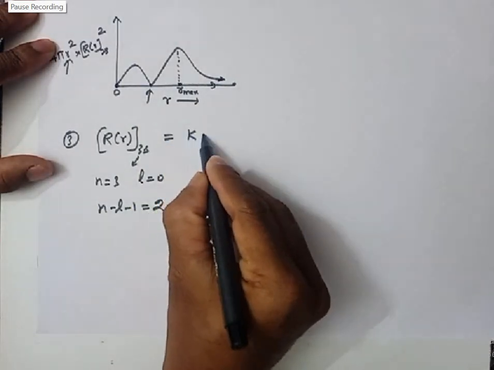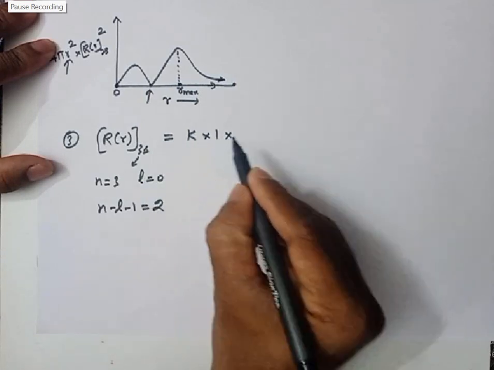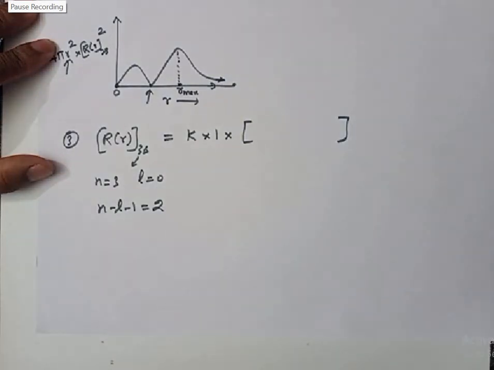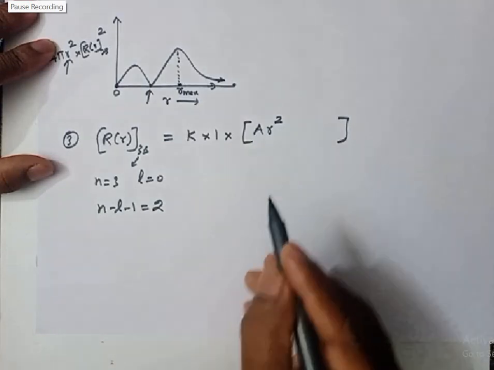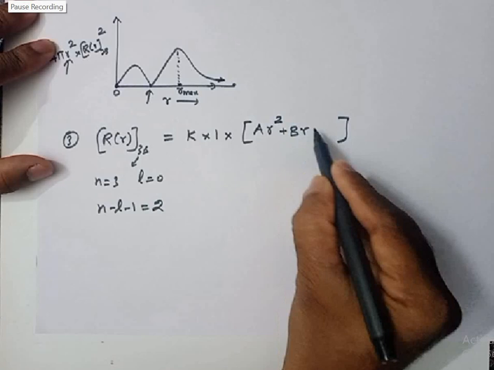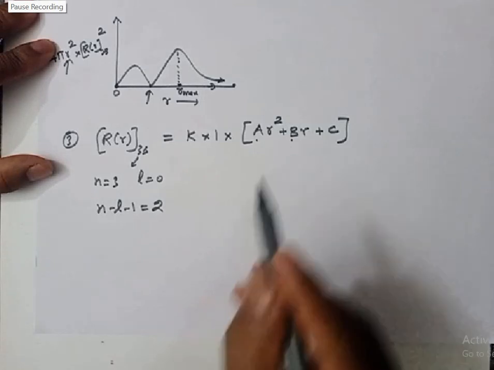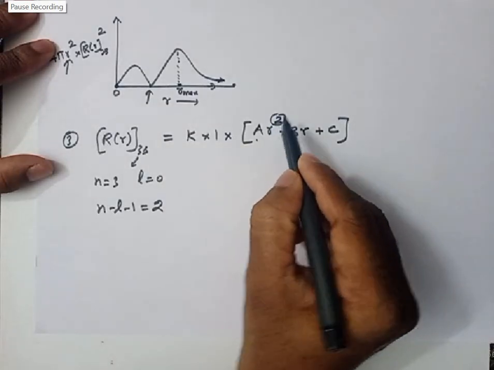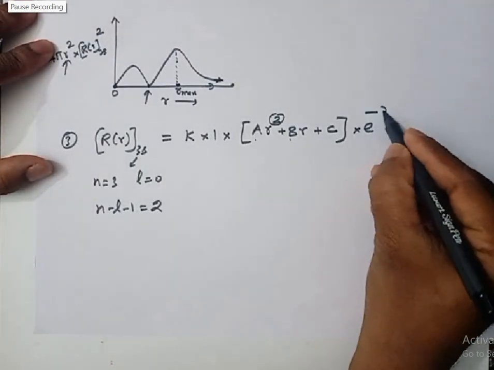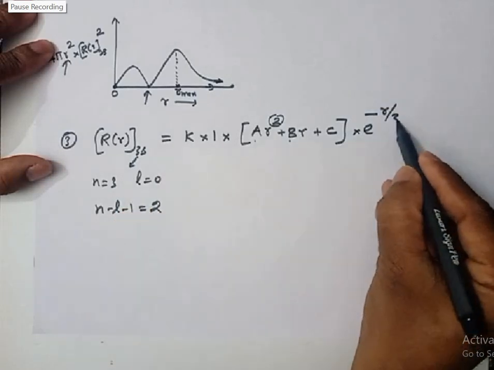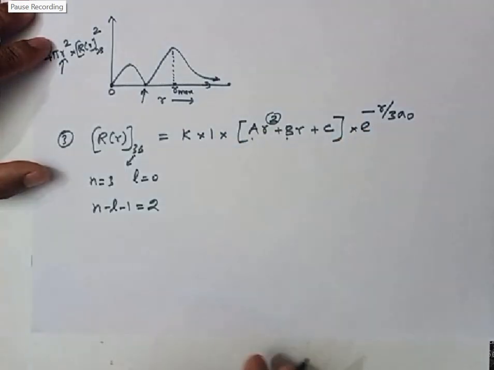So how does that polynomial look like? Some constant k, r power l value 0, r power 0 is 1. Then how does the polynomial look like, anyone? Degree is 2. So a into r square, very good, plus b into r plus c. This is the polynomial where a, b, c are all constants. Highest power of r is 2, that indicates degree. Into e power minus r by n value is 3 here, so 3 into a naught. This is the radial part of the wave function for 3s orbital.